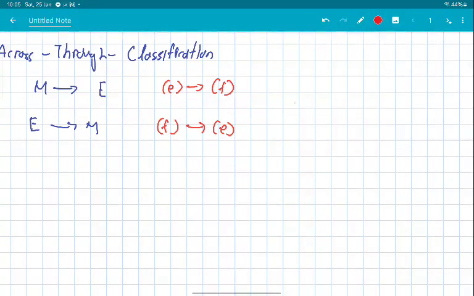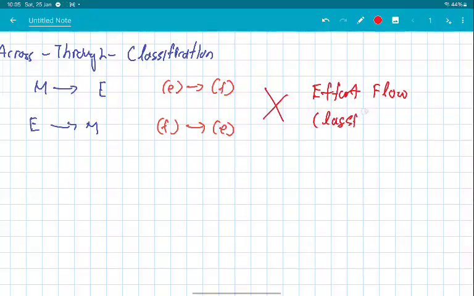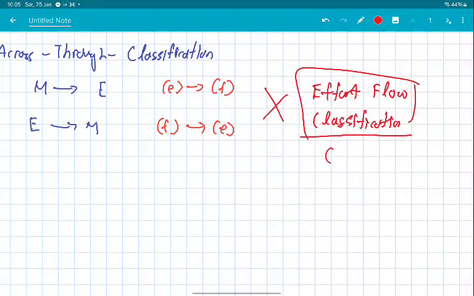However, this is not considered the effort flow classification. This effort flow classification is actually the classical modeling, and it's not the same.